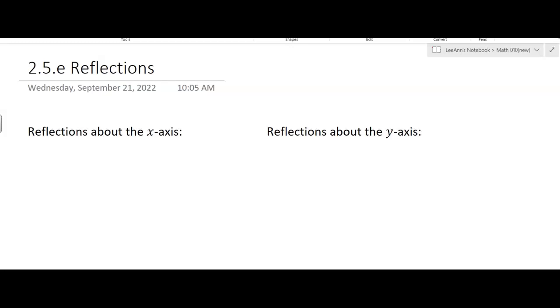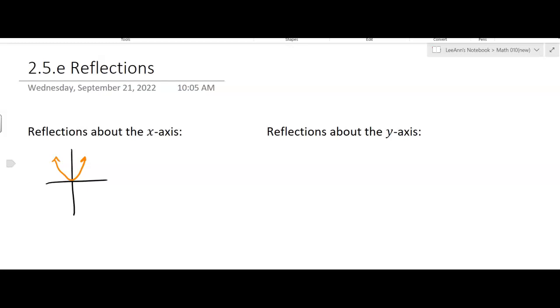So we've talked about vertical shifts, things that shift up and down, and horizontal shifts, things that shift left and right. Now we're going to talk about a different type of transformation, and it's called a reflection. So let's say you have a quadratic function that looks something like this, a basic quadratic function.